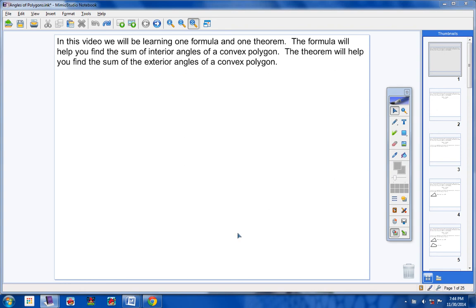Okay, Geometry students, in this video, we'll be learning one formula and one theorem. The formula will help you find the sum of interior angles of a convex polygon. The theorem will help you find the sum of the exterior angles of a convex polygon. Okay, so that's what we're going to look at today.